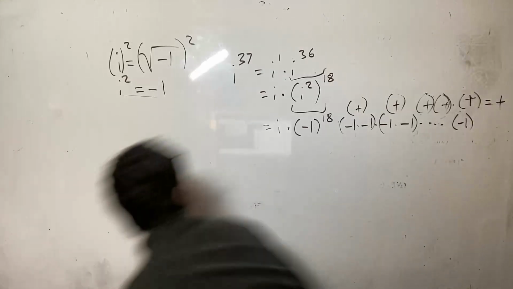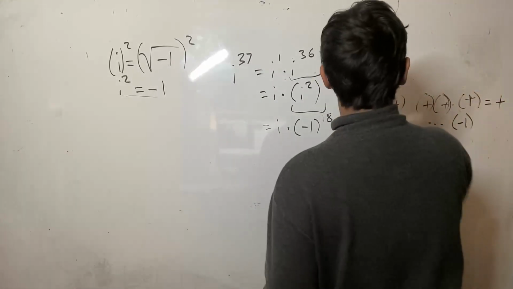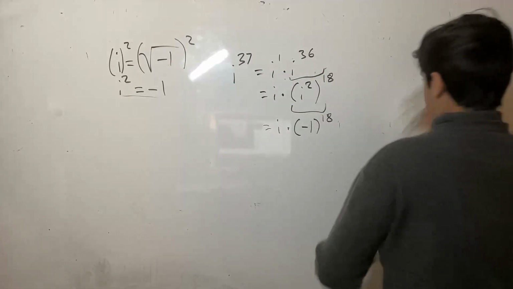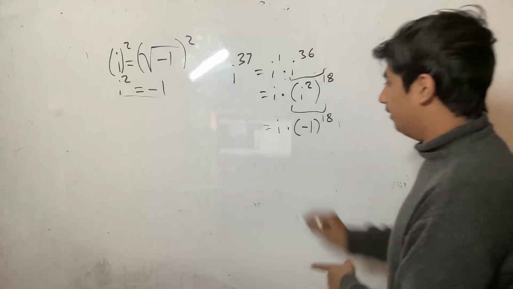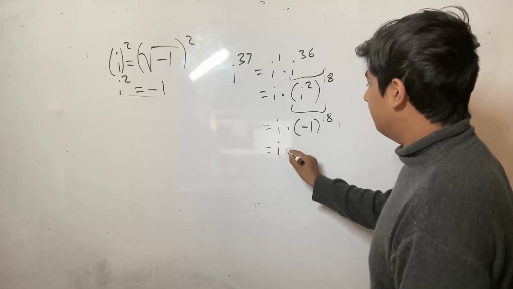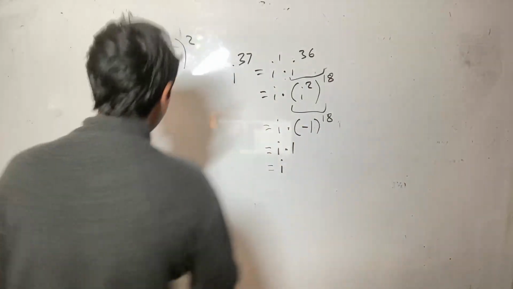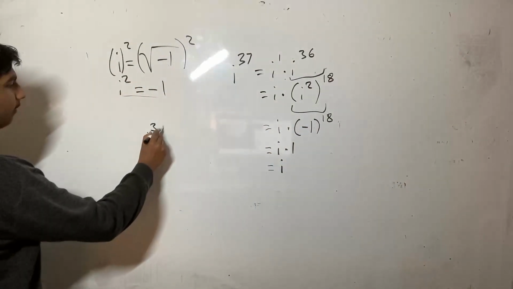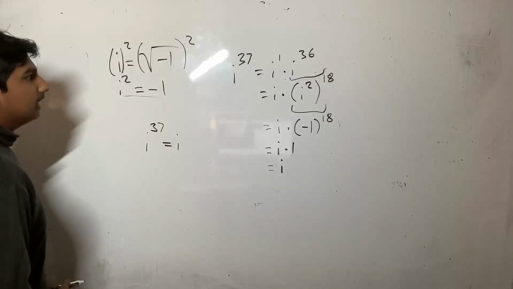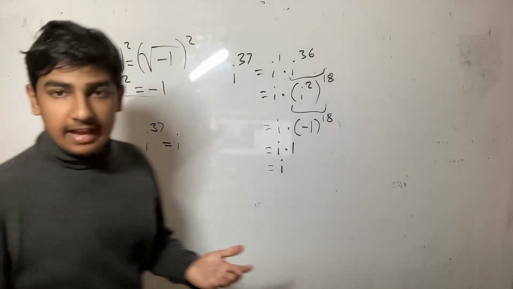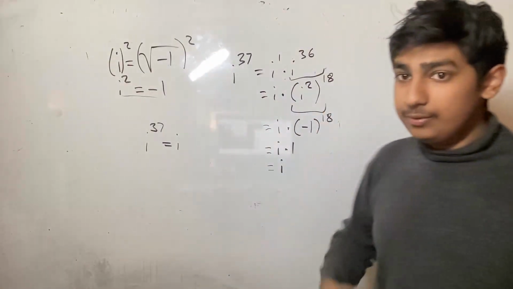And so, if we look at this here, and how this is going to be positive 1, we're just going to have I times 1, and then this is just going to be I. So then, therefore, I to the 37th power is just going to be I. Okay? And so that's kind of how we do these kinds of problems.